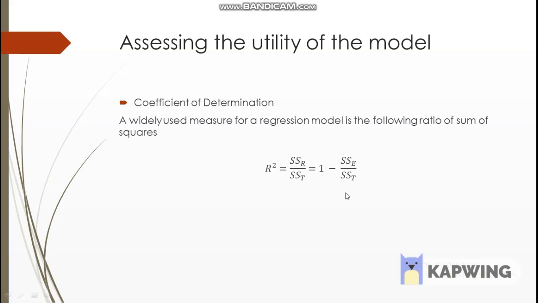The magnitude of r to the power of 2 is also impacted by the dispersion of the variable x. The larger the dispersion, the larger the value of r to the power of 2 will usually be.